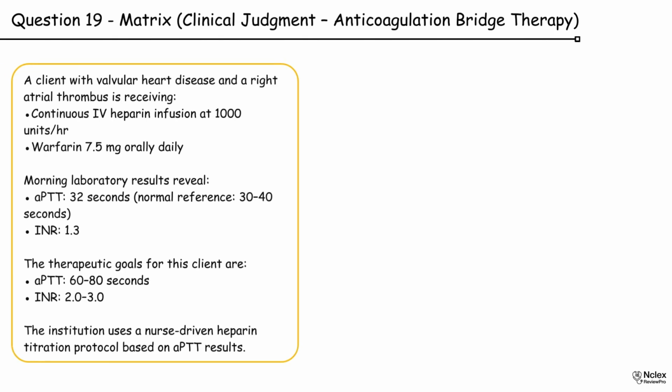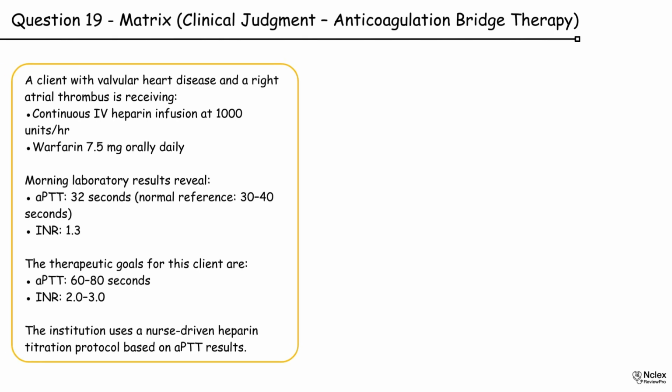Question 19. This is a matrix question focused on clinical judgment in anticoagulation bridge therapy. A client with valvular heart disease and a right atrial thrombus is receiving a continuous intravenous heparin infusion at 1,000 units per hour and warfarin 7.5 milligrams orally daily. Morning laboratory results show an aPTT of 32 seconds. The normal reference range is 30 to 40 seconds.